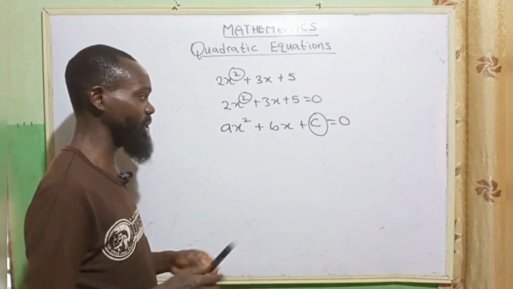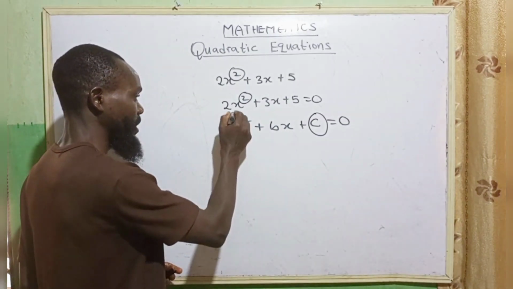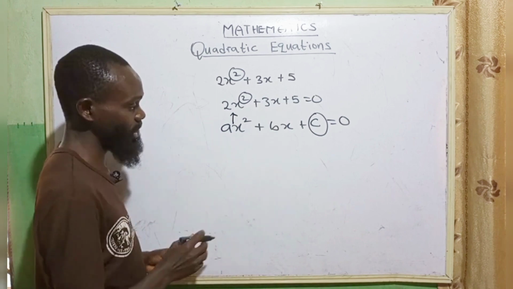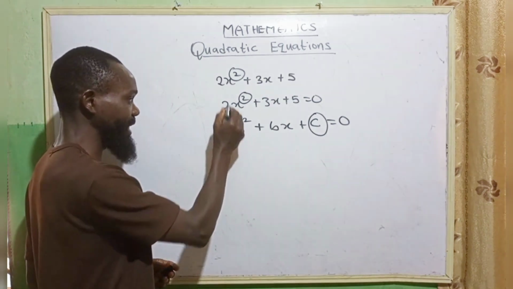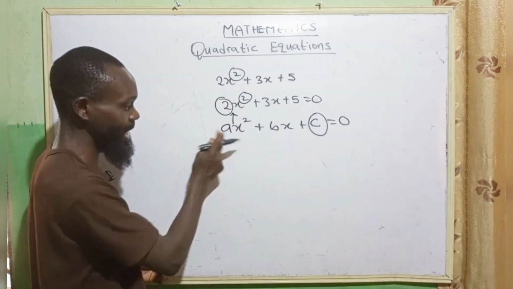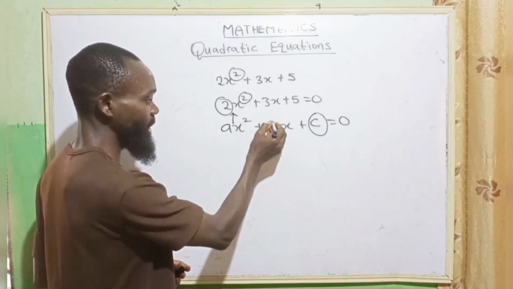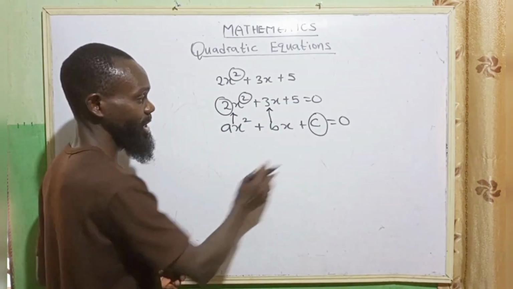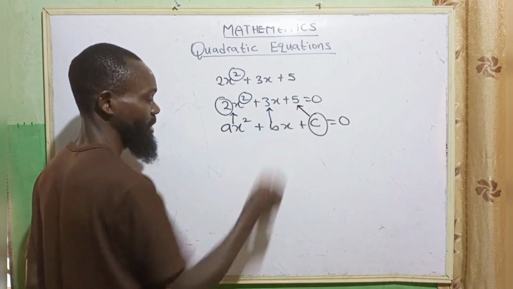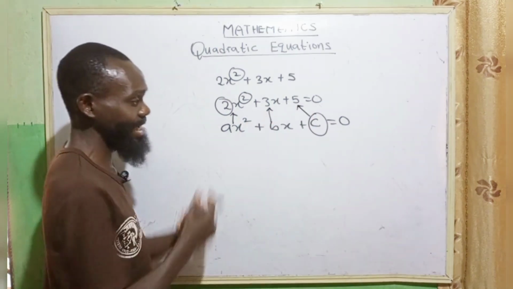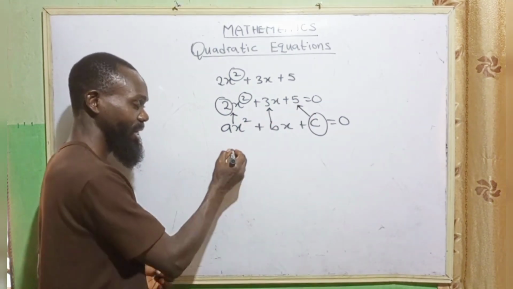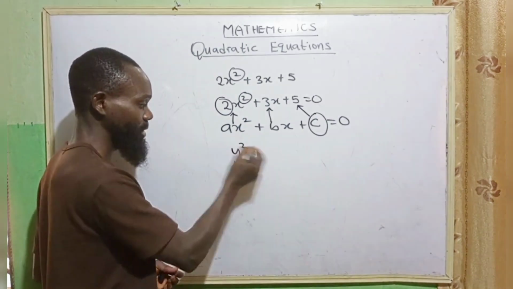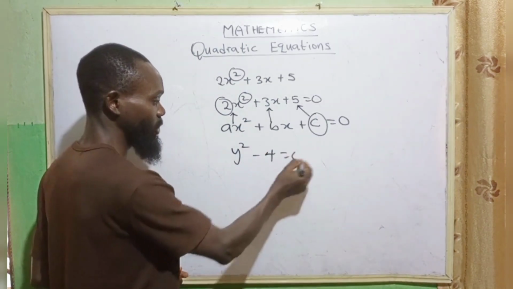So we can have an equation like this one, a complete quadratic equation. That is, a has a value of 2, b has a value of 3, while c has a value of 5. Sometimes it might not be like this. We can have something like, let's say, y squared minus 4 is equals to 0.